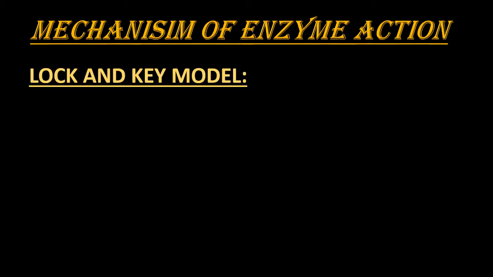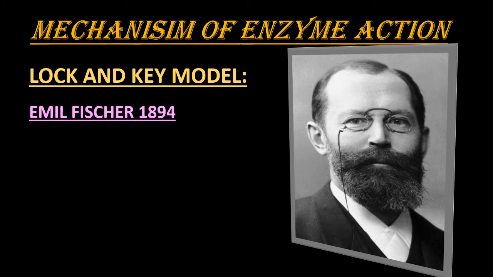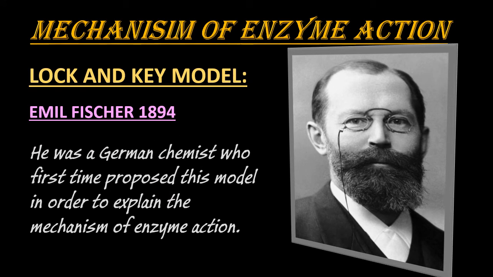Now let us discuss the models of this mechanism of enzyme action. The first model is the lock and key model. This model was presented by Emil Fischer. In 1894, Emil Fischer, a German chemist, first proposed this model in order to explain the mechanism of enzyme action. Clear?